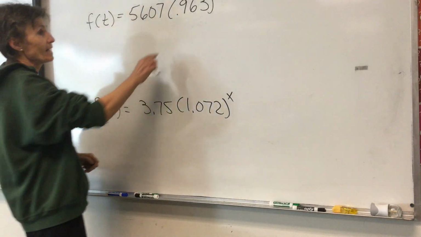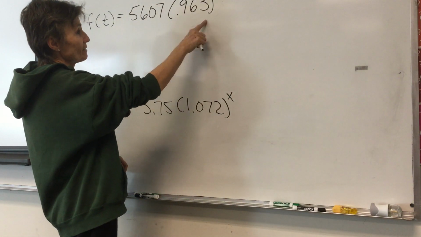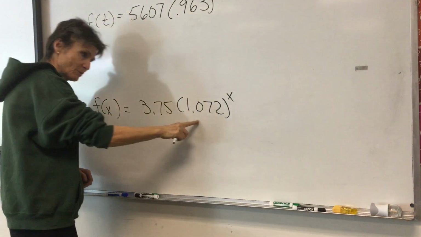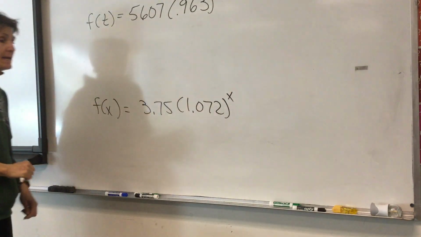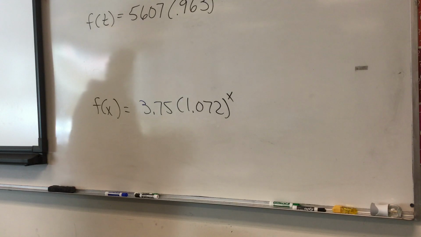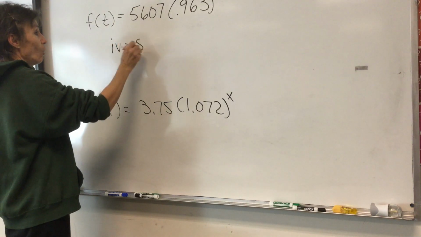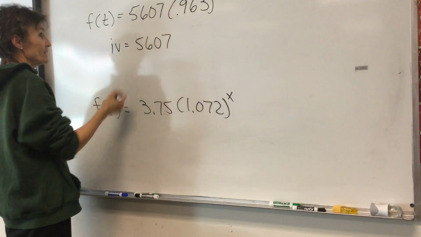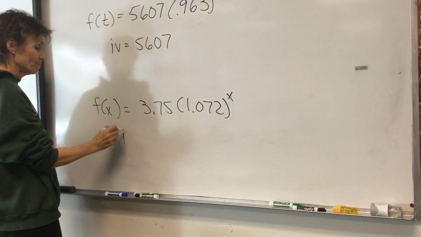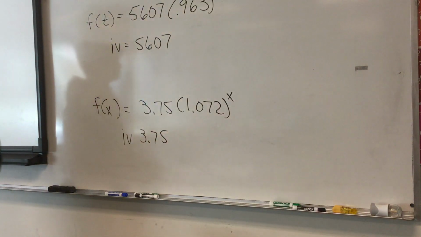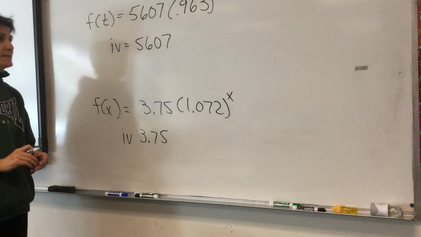And that's easy to tell because your base here is either going to be bigger than 1 or less than 1. Bigger than 1 is growth, less than 1 is decay. Your initial value is always your A value. So for here, it's 5607. For here, it's 3.75. That's easy. You can just look at the problem and tell.